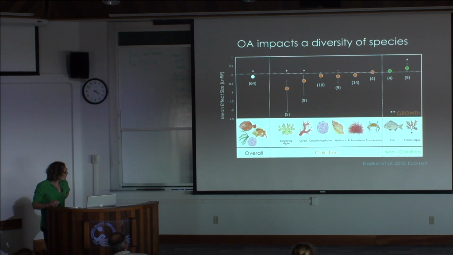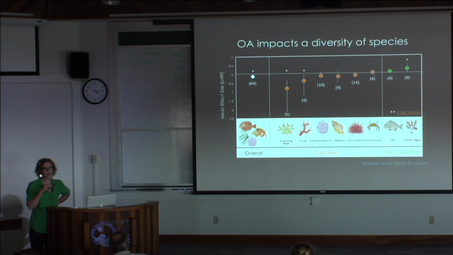So the really broad pattern is that indeed calcifying organisms do appear to be more sensitive than some of the non-calcifying organisms. However, we do see in general, some of the marine plants or algae are benefiting from acidification and actually grow much faster. And there is some variability even within the calcareous species.